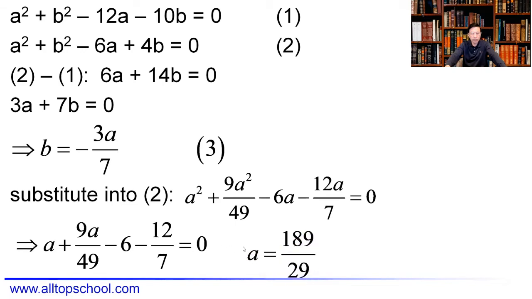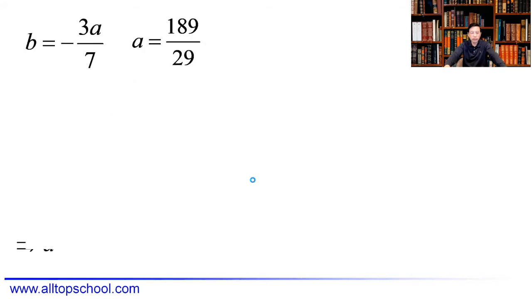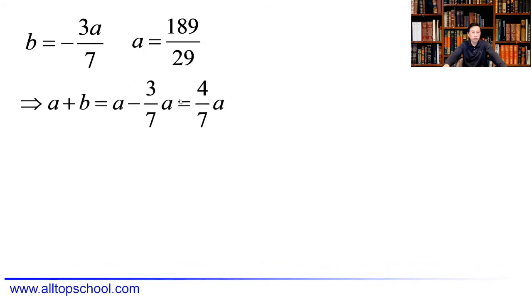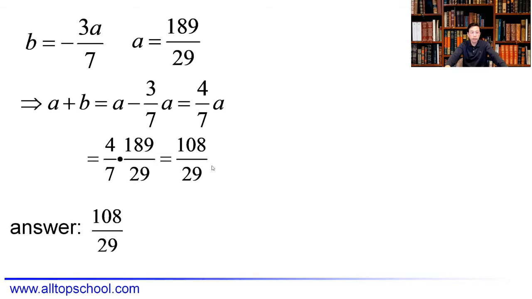And then we can solve this linear equation. We get the value of a, 189 over 29. Once we get this a, we can just plug it into the third equation. We can solve for the b. And then we just directly say a plus b equals a minus -37a, and then you get 47a. By plugging in the value of a, you can find the sum, which is 47 times 189 over 29. You get the result 108 over 29. So we get the answer then.